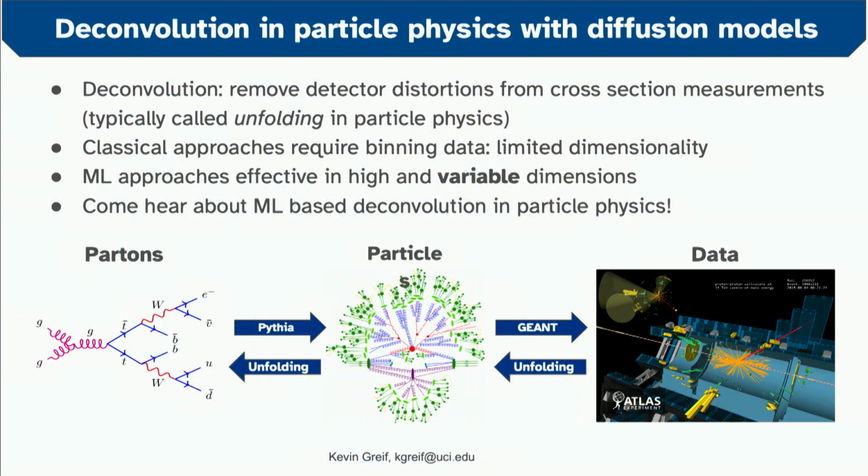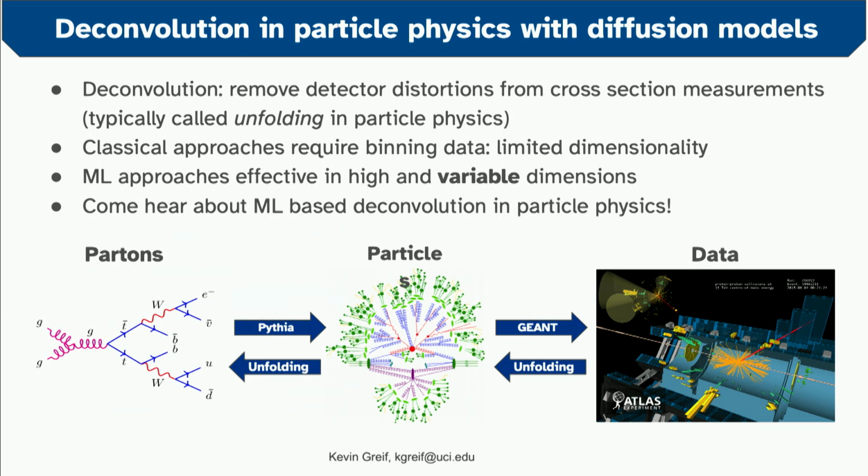So this poster is on deconvolution in particle physics. Deconvolution, as I'm defining it here, involves removing detector distortions from cross-section measurements. This is very similar to the inverse problems you're familiar with in astronomy, often removing point spread functions from observations. In particle physics, we call this unfolding. It's just a terminology thing.